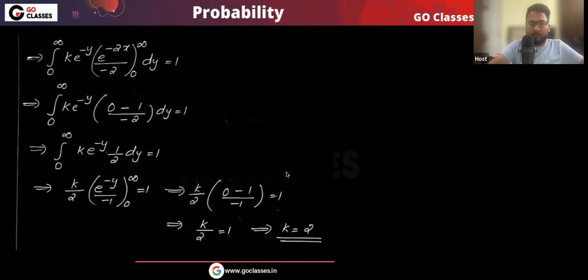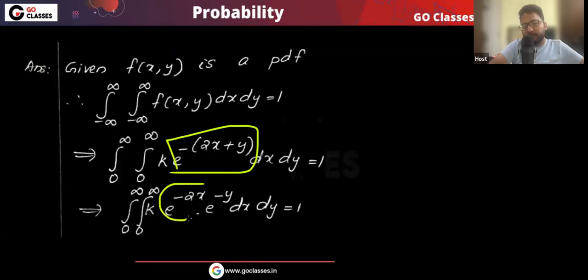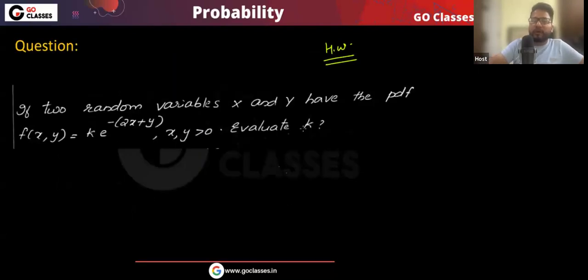Okay. So if you do this, actually this seems to be independent, right? In the sense that this particular PDF can be written as some quantity in x into some quantity in y. So you can check whether it is independent or not. How to check, by the way, whether these two are independent or not? You can find out f of x. What is f of x? Minus infinity to infinity.